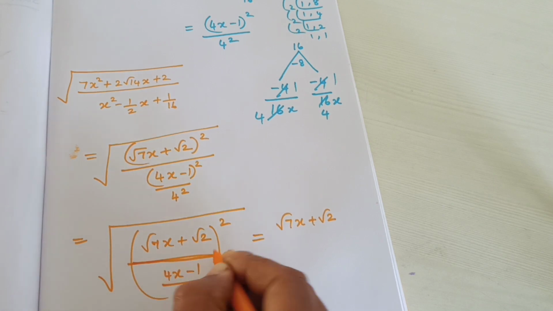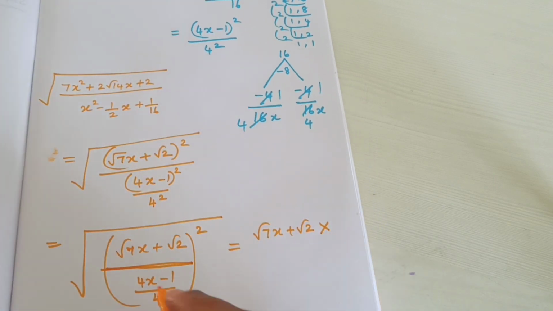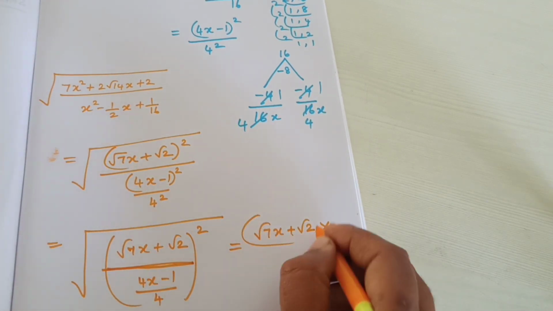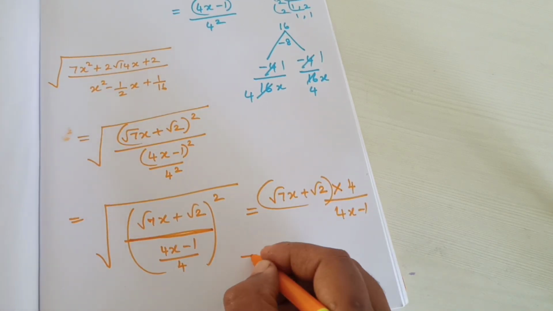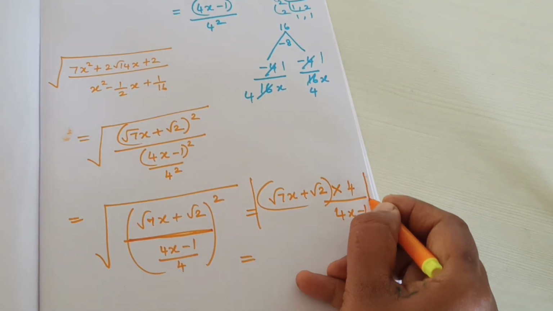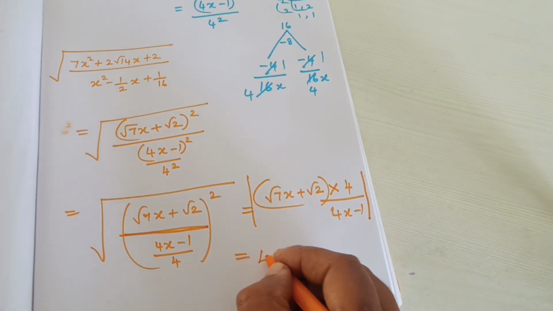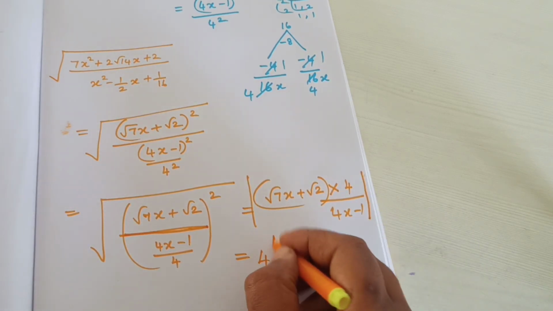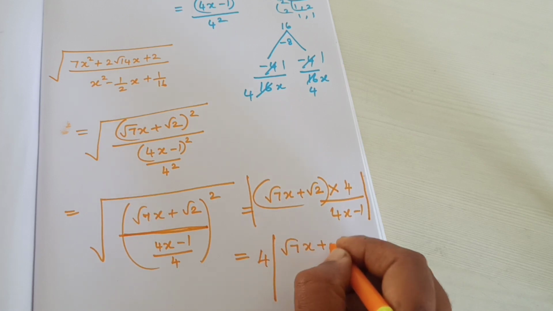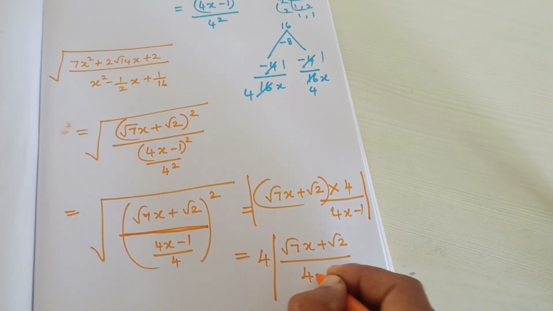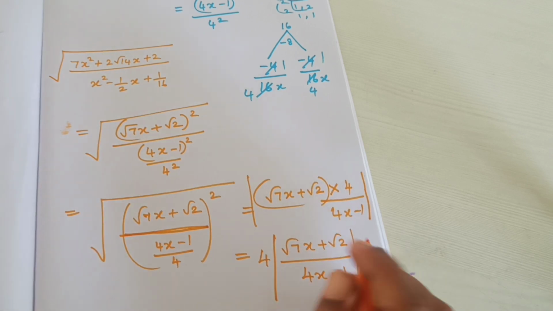Here, this division I am going to change into multiplication. So, I want to write the reciprocal for this: 4 divided by 4x minus 1. So, modulus value we need to write here, 4 into, number we can take it outside, expression we need to write inside the modulus value. So, root 7x plus root 2 divided by 4x minus 1.